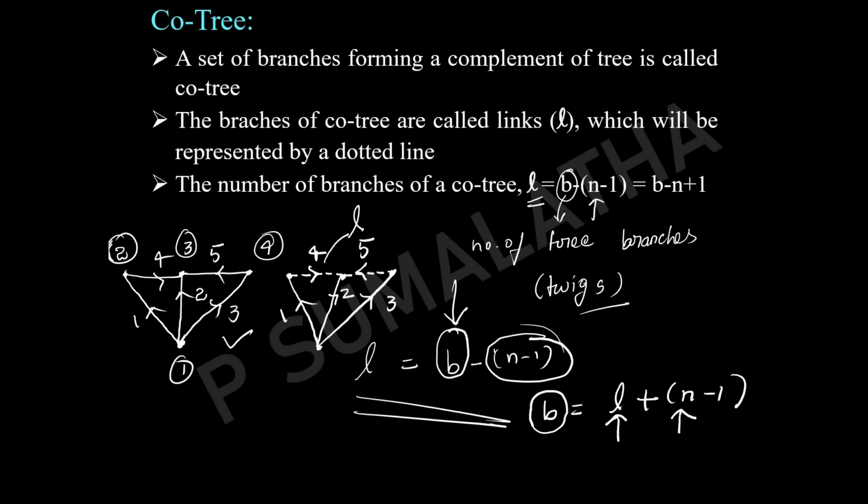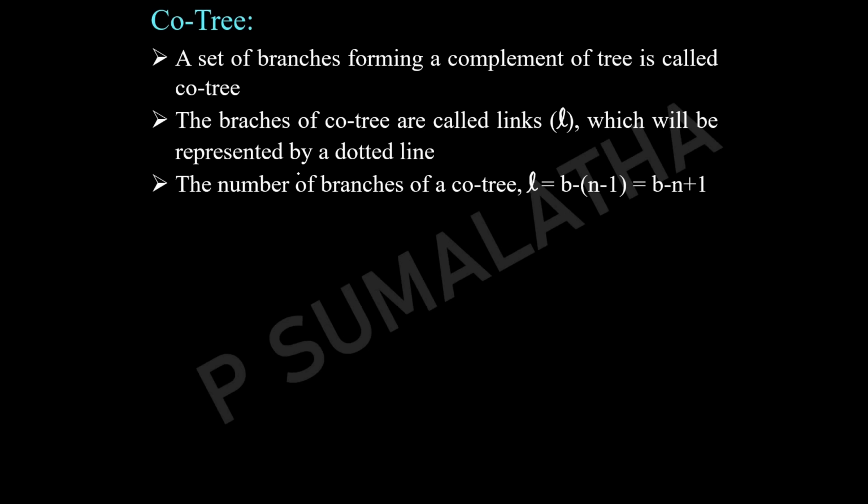That means I am going to subdivide my graph into tree plus cotree. Now this formula is very important. Sometimes they will ask you how many equations we can form for a particular graph. The number of equations will be equal to the number of links. Why? Because these links will form the loops. It will create a closed loop in the graph.